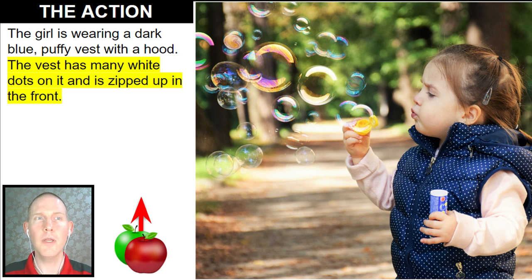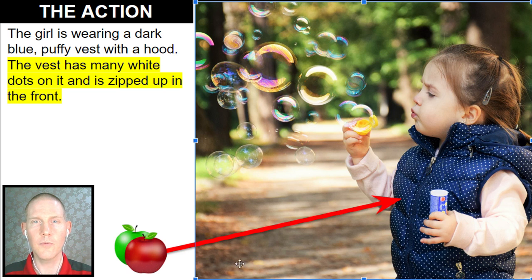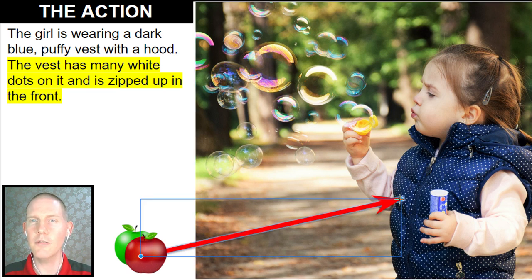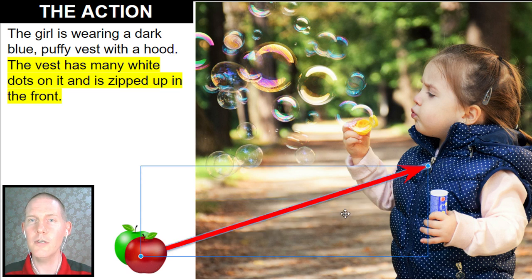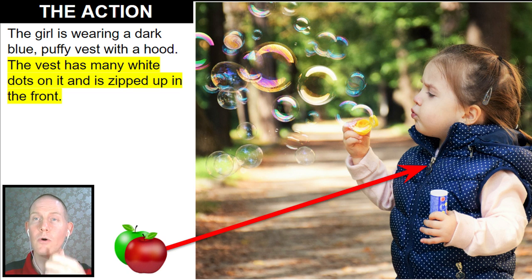The vest has many white dots on it and is zipped up in the front. Okay, so if we look, we can see a lot of white dots. I guess that's the pattern or the style of this vest. So we have lots of white dots on the vest. And we can say that the vest is zipped up. So there is the zipper, right? The opposite would be that it is unzipped or zipped down in the front, but it's zipped up.